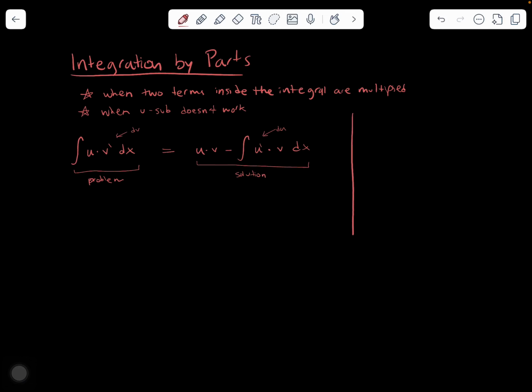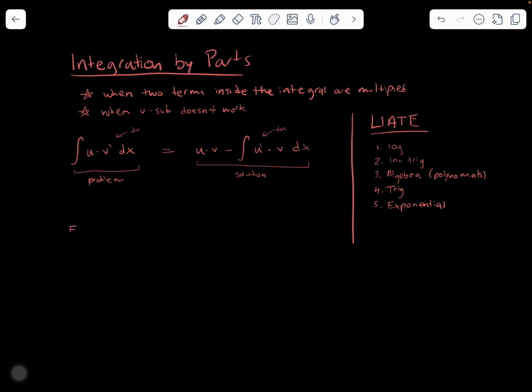And to do that, there's a priority system, which is represented by the acronym LIATE. So the first order of priority is going to be L, which is for logs. Second is going to be inverse trig for I. Third, for A, is going to be algebra, preferably polynomials. Fourth, for T, is going to be just regular trig. And last at the bottom is going to be exponential for E. So that's how we're going to choose our u value.